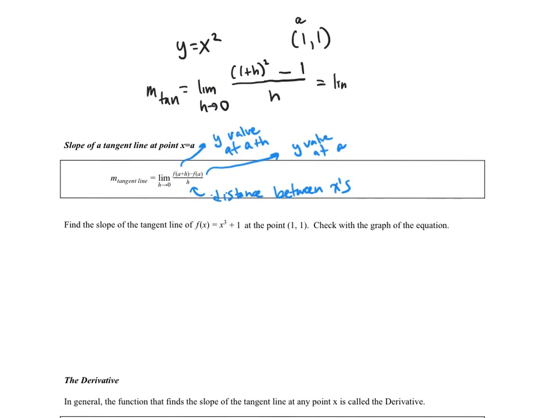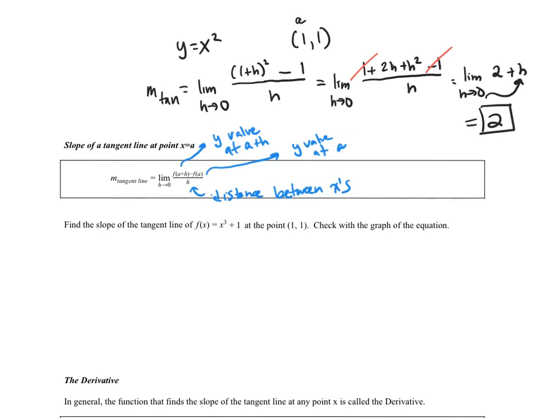So this becomes the limit as h goes to 0 of 1 plus h squared. Well, if I just FOIL it, it's 1 plus 2h plus h squared minus 1, all over h. So this becomes the limit as h goes to 0. You'll see these 1's cancel. And you can also see they all have an h. So this just becomes 2 plus h, because I'm going to divide this and this by h. Now if I put that in there, I get the limit as h goes to 0 of 2 plus h. So that just gives me 2. So the slope of the tangent line is 2.